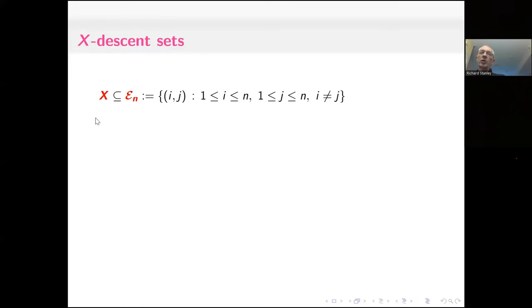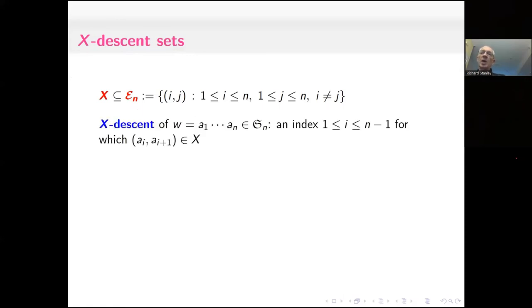So now let's try to generalize this to what I call X descent sets. We're going to specify which pairs of elements form a descent. So I'll let this script E_n be the set of all pairs (i, j), where i and j are between 1 and n, and i does not equal j. An X descent of a permutation w is some index i between 1 and n minus 1, for which (a_i, a_{i+1}) is in X. It may or may not be an ordinary descent. We could have a_i less than a_{i+1} or a_i greater than a_{i+1}, so long as it's in X.